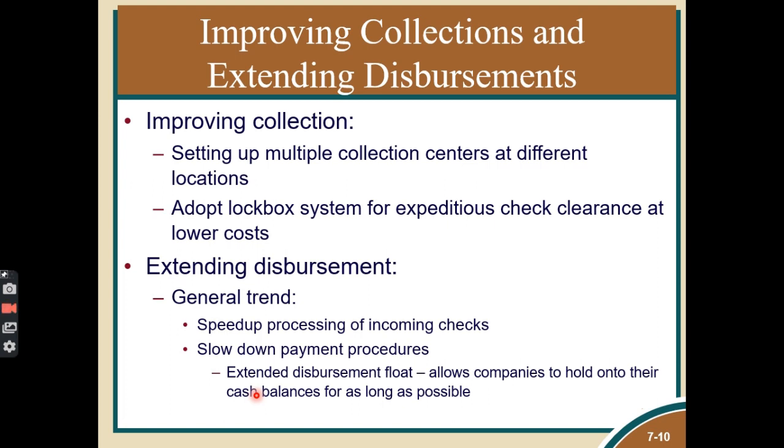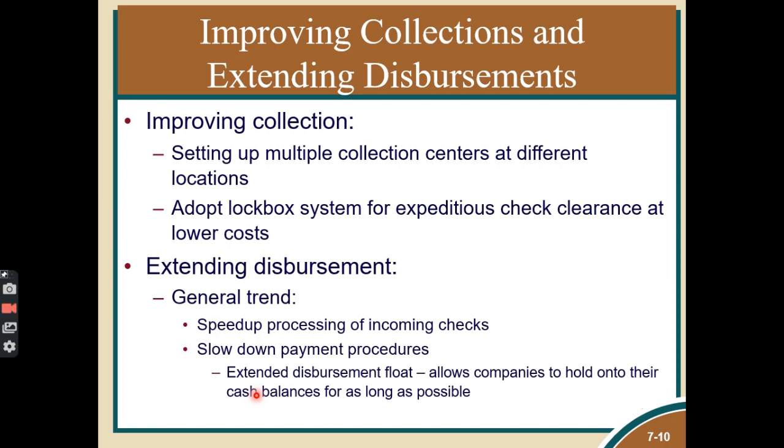Another way for you to improve your cash management is basically to do these two things. Number one is to improve your collections, and second is to extend your disbursement. So this is very basic. If you are able to improve your collections, meaning you are able to collect faster, then you will have more cash on hand. If you extend your disbursements, then before you pay a particular amount or expense, it will take a longer time. Then you will still have more cash that you can use for your operations.